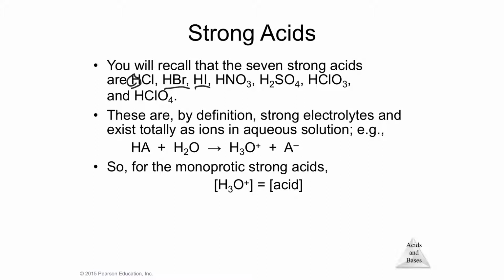Then you have a couple of polyatomic ions. Nitrate gives you nitric acid. Chlorate gives you chloric acid. And perchlorate gives you perchloric acid. All of those are monoprotic.